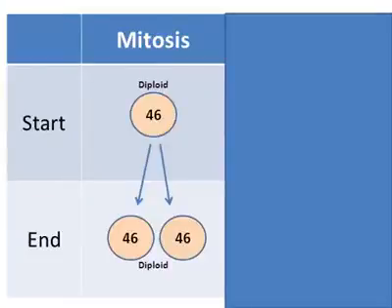A human cell has 46 chromosomes. That is what we call the diploid chromosome number. In the process of mitosis, a diploid cell with 46 chromosomes will divide into two cells, each of them also containing 46 chromosomes. Well, that's a little different when we compare and contrast with meiosis.